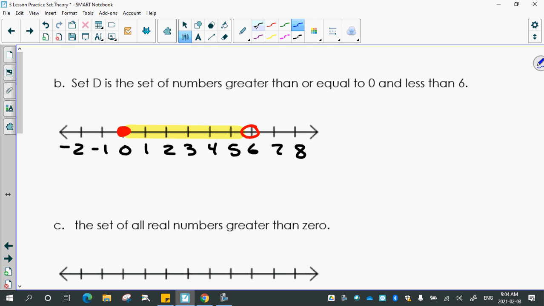So now I want to write that in set builder notation. Set D is a set of all real numbers X as long as the smallest number in the set is 0, and we're allowed to be 0, so 0 is less than or equal to X, which is strictly less than 6. And that describes that set. Every number between and including 0 up to 6, but not including 6.